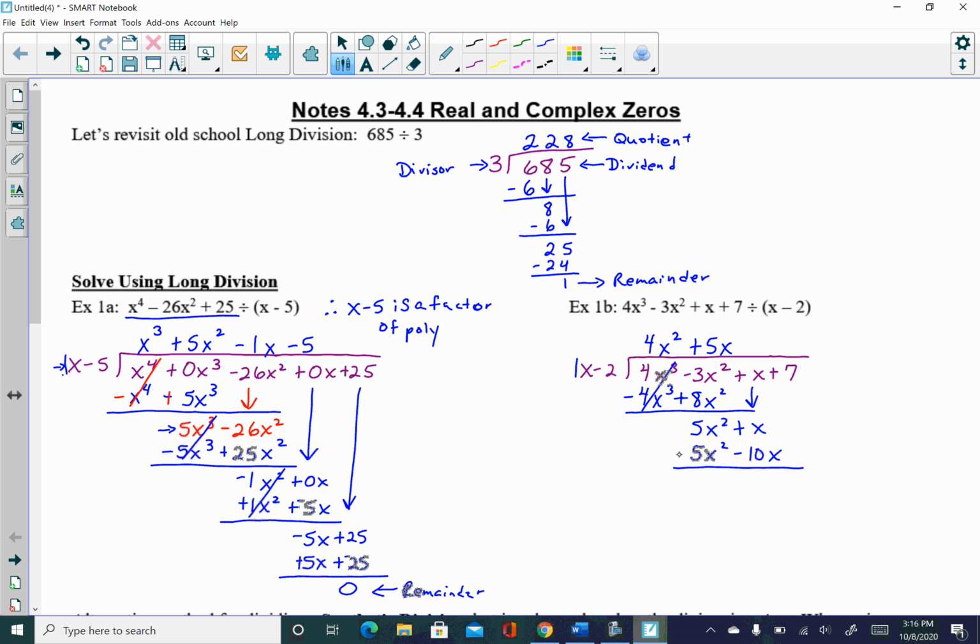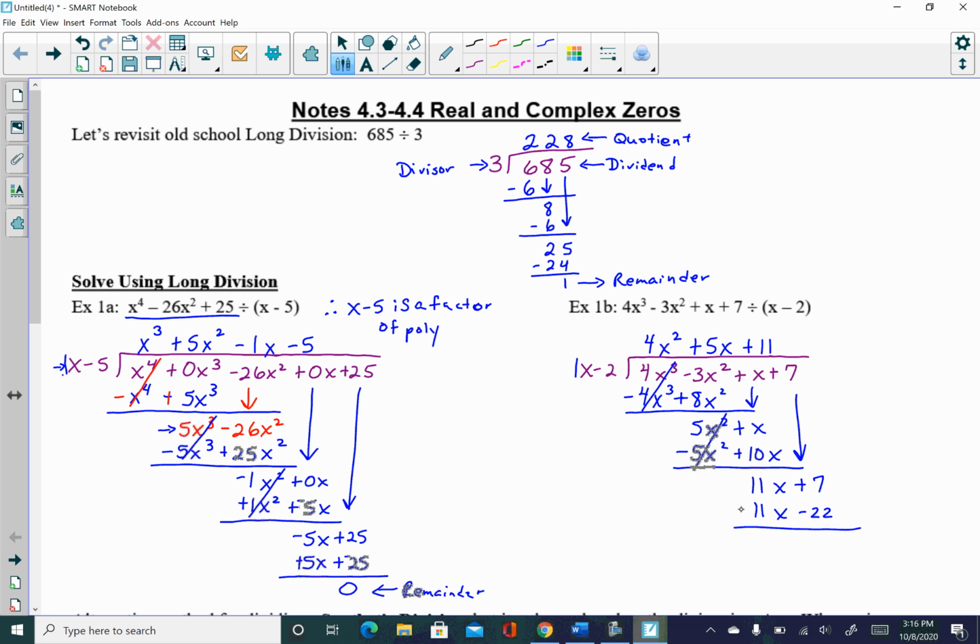Draw your line, change your signs. That's usually the most common thing folks forget, is to change their signs. The 5x squareds now cancel out. 11x, bring down that last term, plus 7. 1 times what gives you 11? Be positive 11. You have an x, you needed an x, so you don't need to put anything else with that 11. So 11 times x, 11x. 11 times negative 2, negative 22.